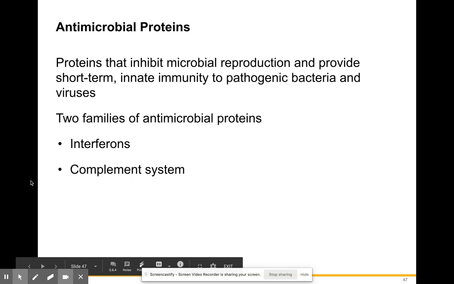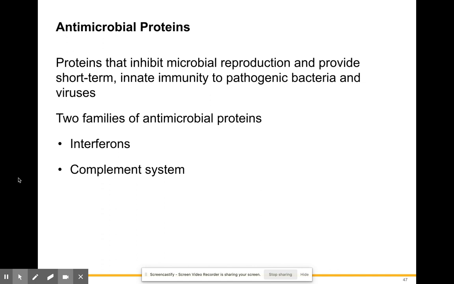Let's talk about some other antimicrobial proteins that the innate immune system utilizes. Proteins that inhibit microbial reproduction and provide short-term innate immunity to pathogenic bacteria and viruses. So again, short-term, which means it does not remember. These are proteins. These are not cells. These are just proteins that are going to give you short-term innate immunity.